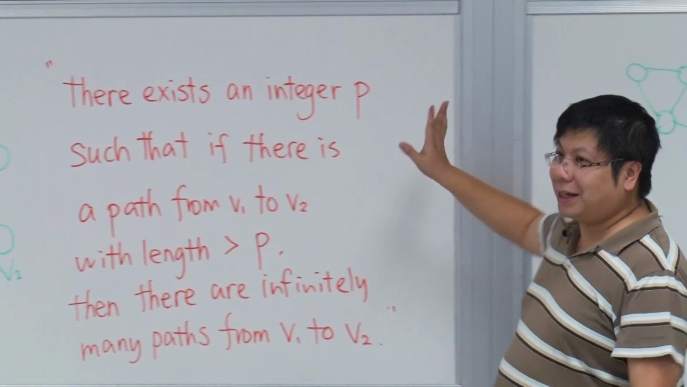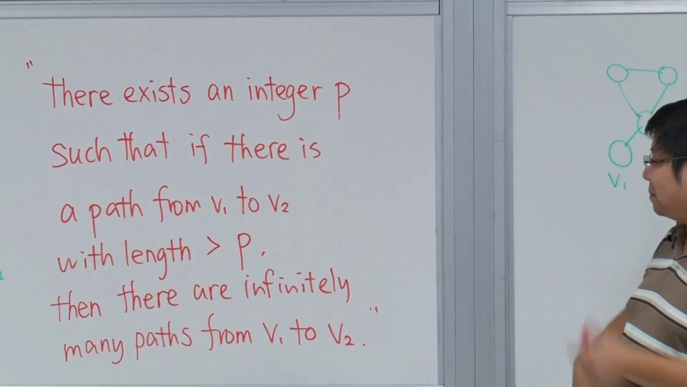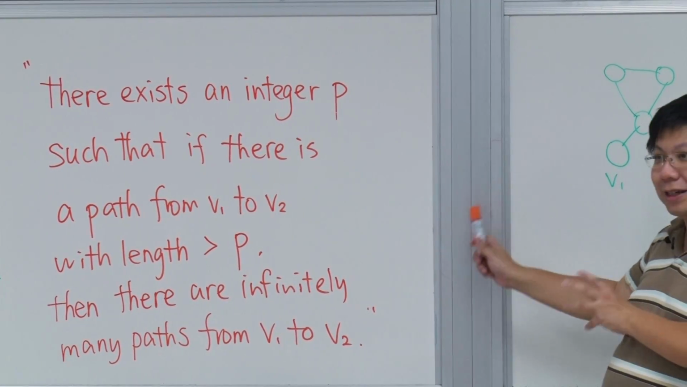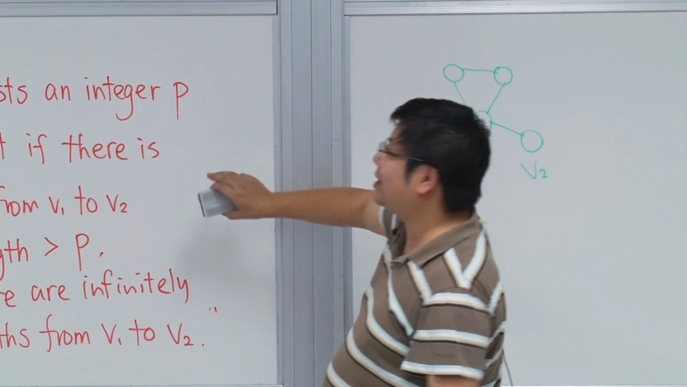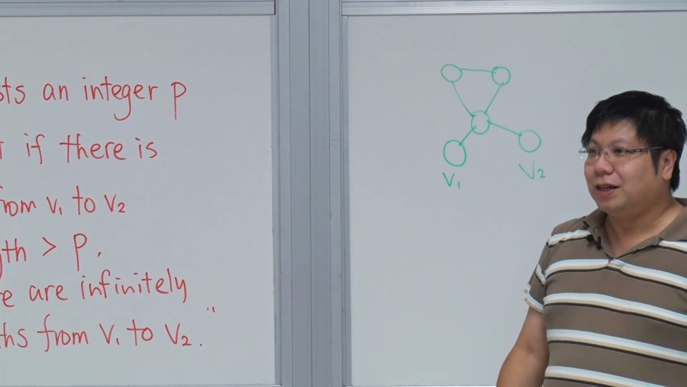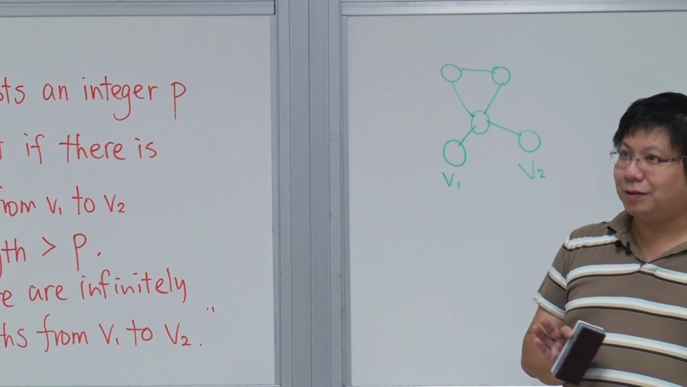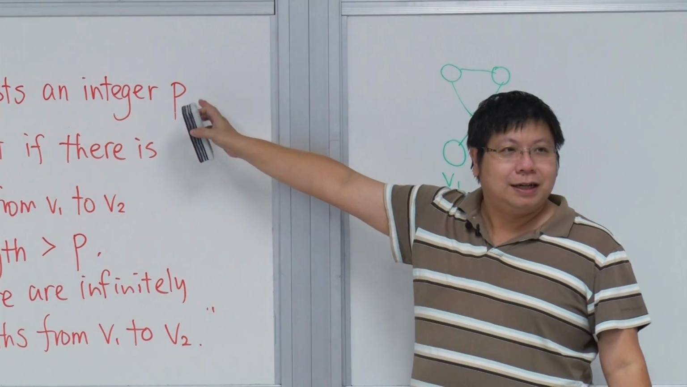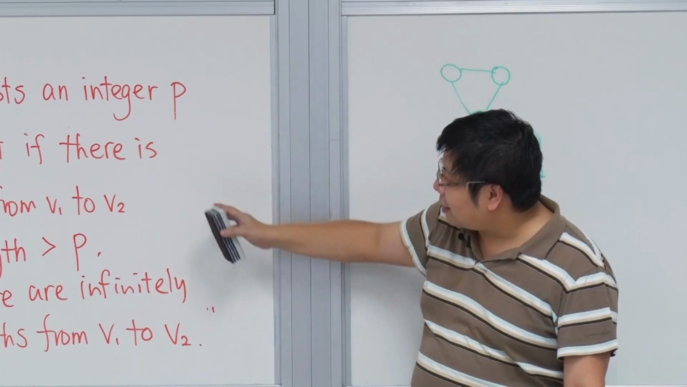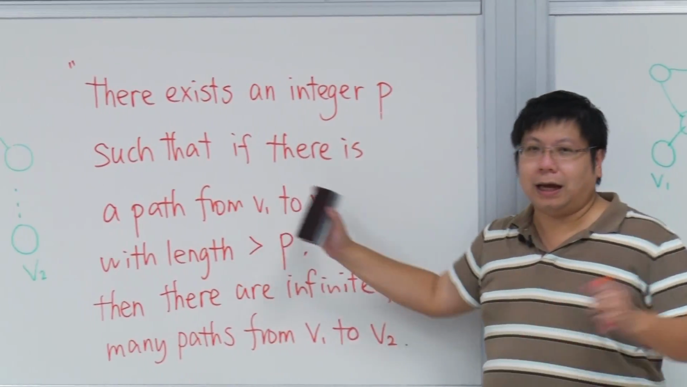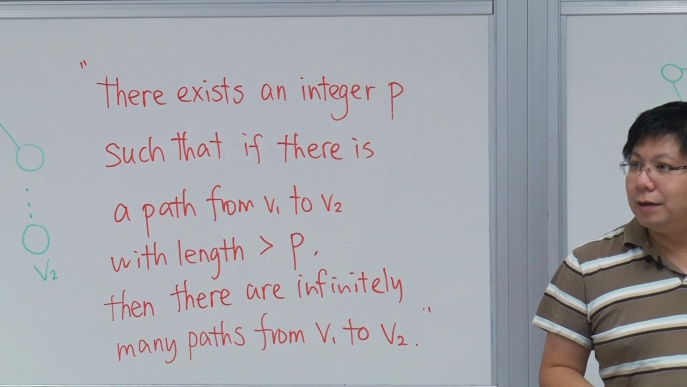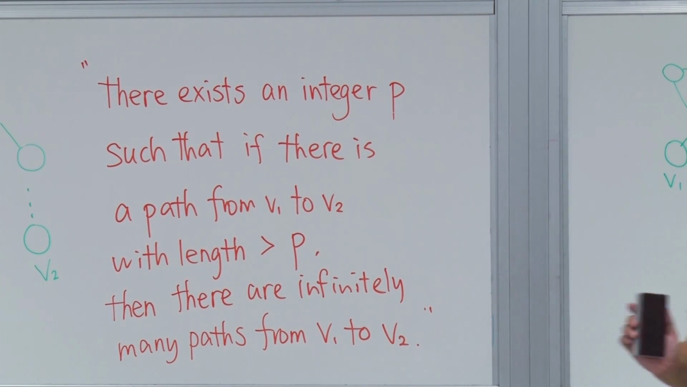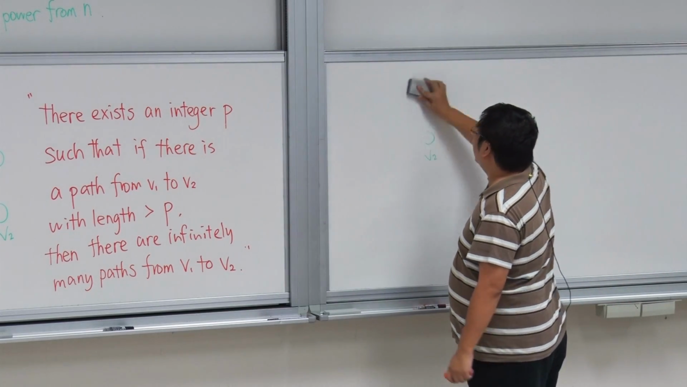So this question is just a strange question, but the answer could be very, very simple. You just need to understand what this question is asking. Given any graph, show that you can always find an integer p such that if there is a path between any two vertices v1 and v2 with length greater than p, then it implies that there are infinitely many paths from v1 to v2. We don't need to find out the smallest p. This is the point. Okay, good. Question number 3.